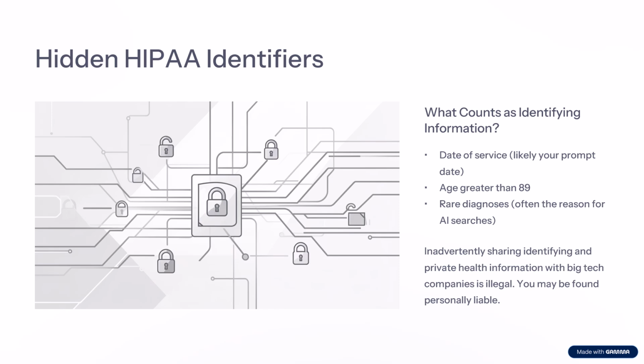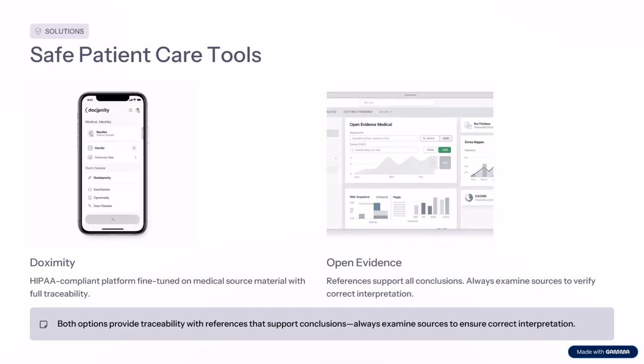Any age over 89 is a HIPAA identifier. Additionally, rare diagnoses can also be identifying. If you put these into a chat window, you may be violating HIPAA and you can be held legally responsible. There are safe, HIPAA-compliant tools for patient care questions. Doximity and Open Evidence are two examples. I personally use Doximity. If you're a physician, you already have a Doximity account. You just need to activate it to access Doximity GPT.